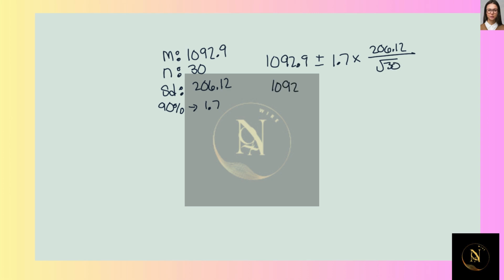And so 1092.9 plus or minus 1.7 times that, you're going to get a margin of error of 63.94. And then you're going to have a confidence interval of 1028.96 and then 1156.84. Okay. And how do you interpret the confidence interval? That means that the population mean life, we're 90% confident that it's in between this interval.